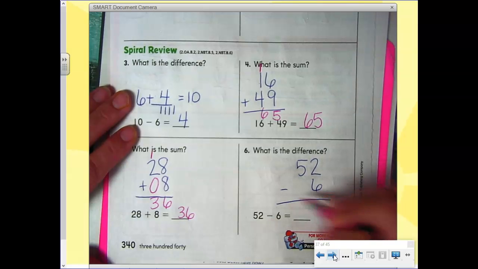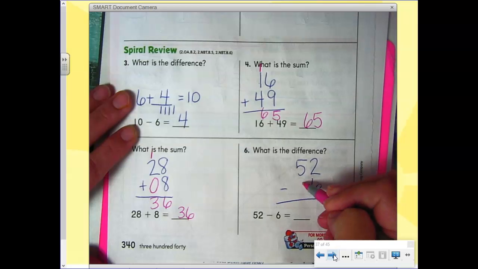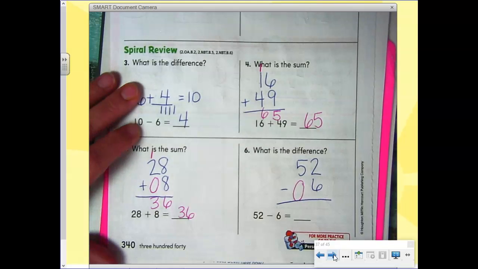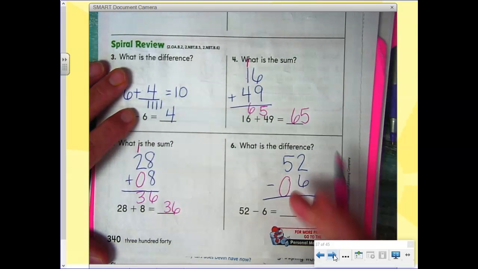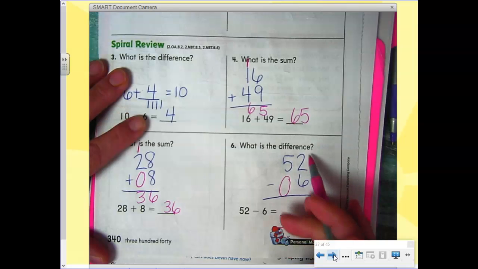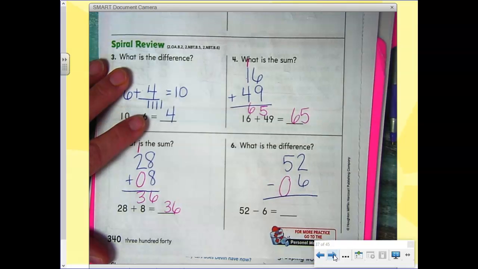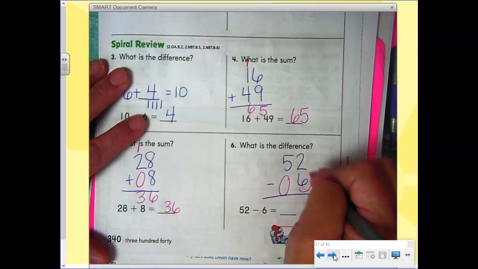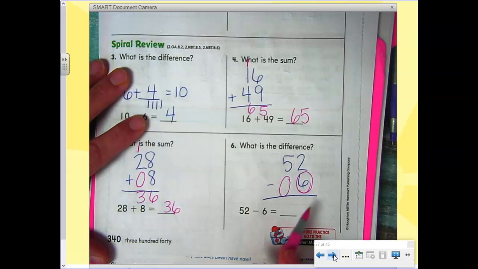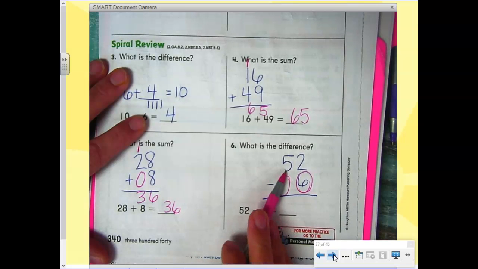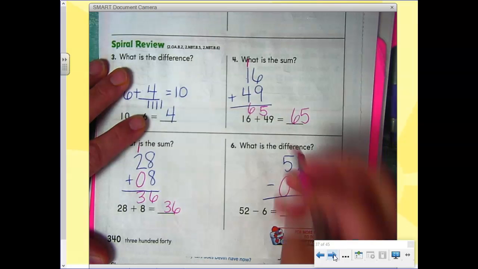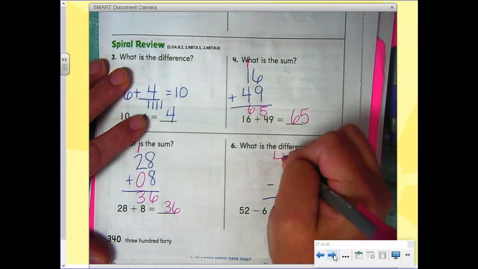52 minus 6. All right, let's put that 0 in as a placeholder so we're not confused. Start on the right. All right, where's your bigger number? It's on the bottom. All right, we've got to go next door and grab 10 more. So take a group of 10. 5 minus 1 is 4.